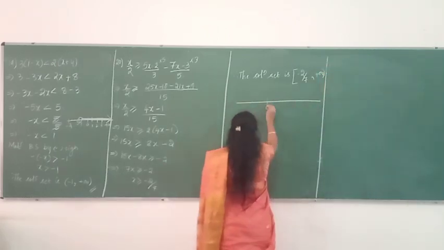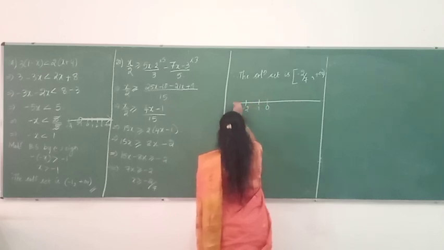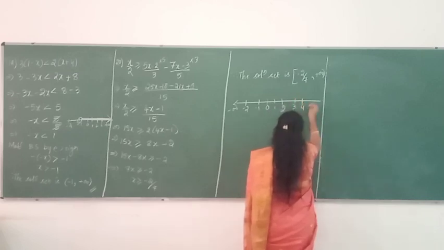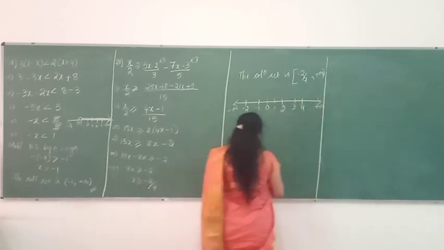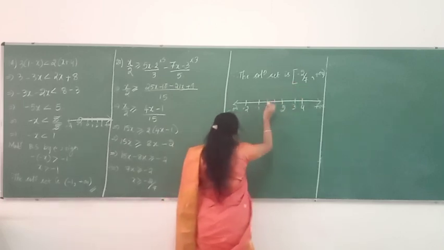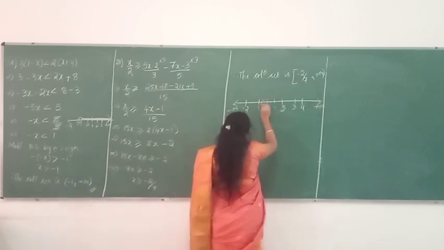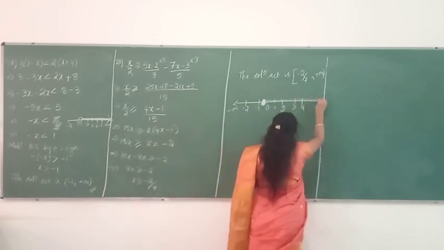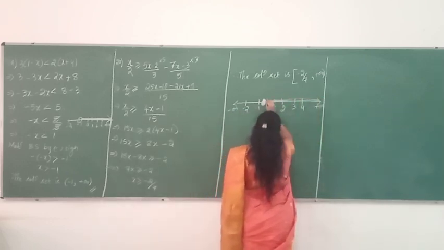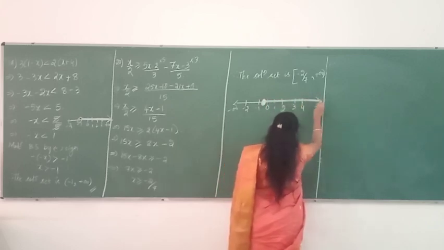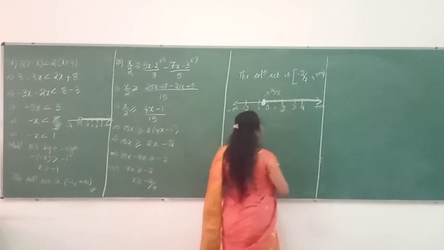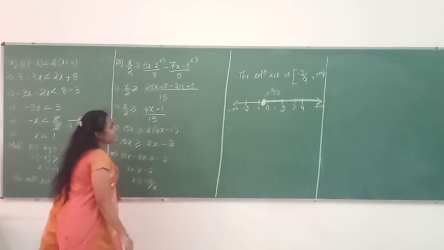Draw the number line. So it will be 0, minus 1, minus 2, till minus infinity. 1, 2, 3, 4, plus infinity. So minus 2 by 7, I think you will be getting approximately 0.28. So it will be a shaded circle because it is greater than or equal to. So the values move up till plus infinity. This is nothing but minus 2 by 7. This is the solution of the 20th one.